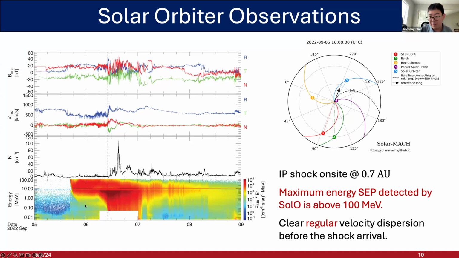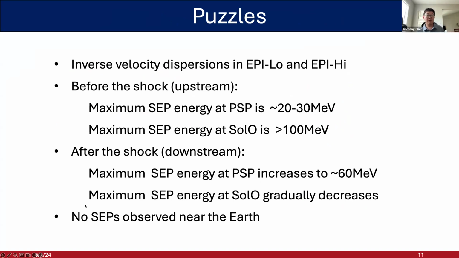So how do we explain this difference? There are a lot of puzzles in these observations. First, there's the inverse velocity dispersion in the PSP observations, where the low energy particles arrive first, followed by the high energy particles. Before the shock, in the upstream, the maximum SEP energy observed by PSP is about 20 to 30 MeV. But for Solar Orbiter, it can go up to 100 MeV.